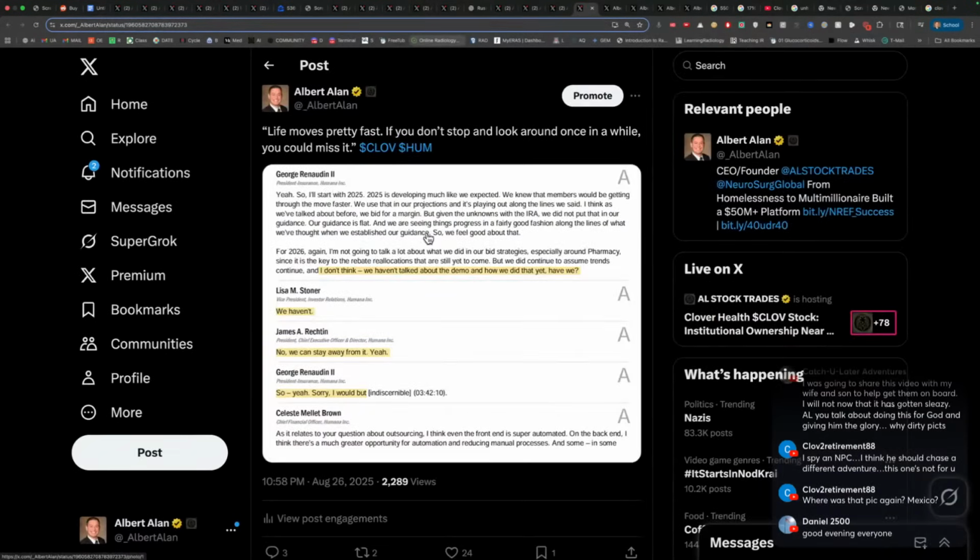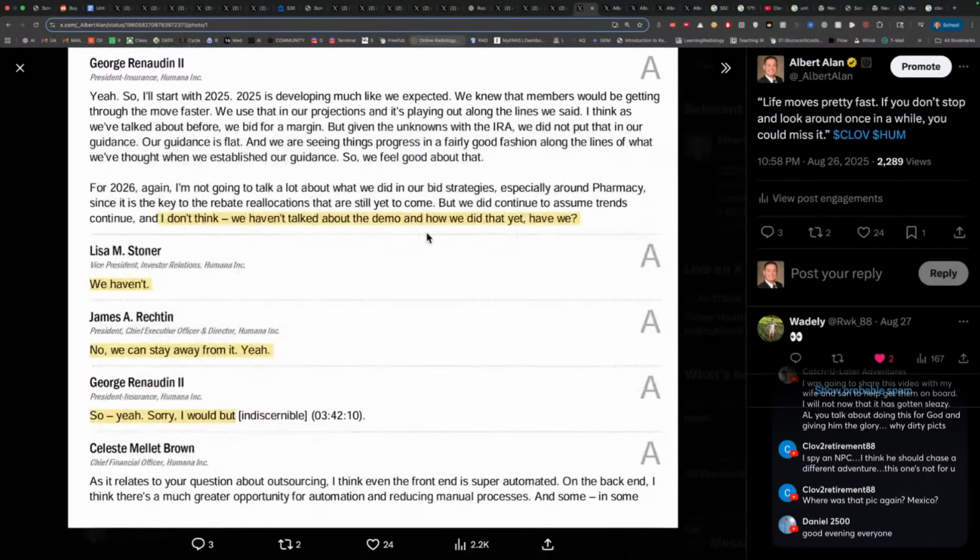Big thing with CLOV and Humana. This is from the transcript. I don't think we've talked about the demo and how we did that yet. Have we? The Vice President said we haven't. The President said no, we can stay away from that. So that's kind of interesting.